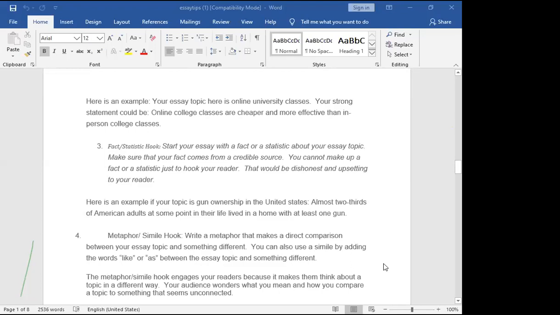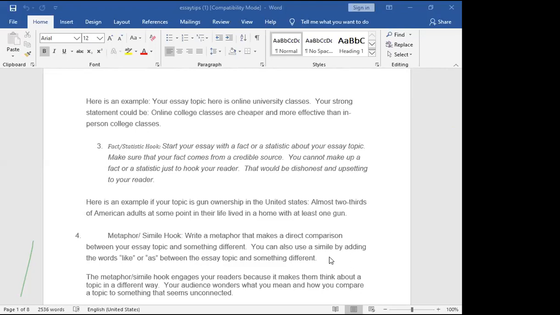metaphor or simile hook. Write a metaphor that makes a direct comparison between your essay topic and something different. Yeah, what I saw, I could not believe. It was like hell on earth. That hell on earth is a metaphor. Then explain in detail what that hell on earth is as it was unfolding before your eyes.